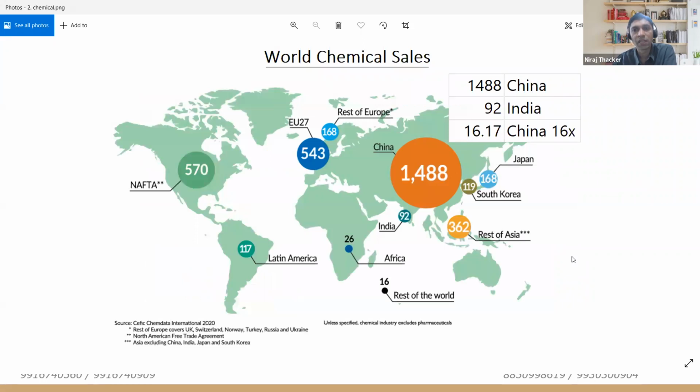Chemical sales in China are 16x. Even if you get 20%, 30% of China's portion, imagine the kind of growth. People are telling chemical is over, but imagine the growth which can come. All these major suppliers don't enter contracts for 1, 2, or 3 years. They will enter for 10, 15, 20 years.